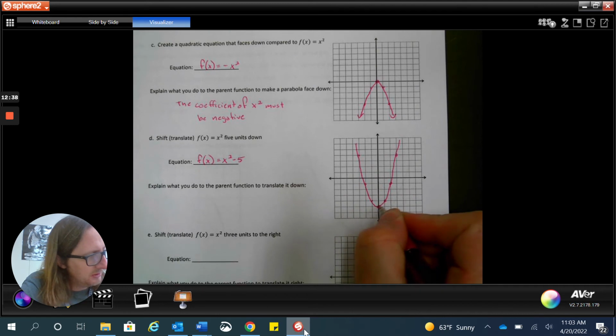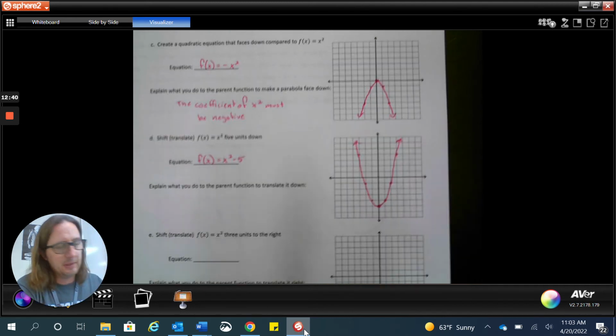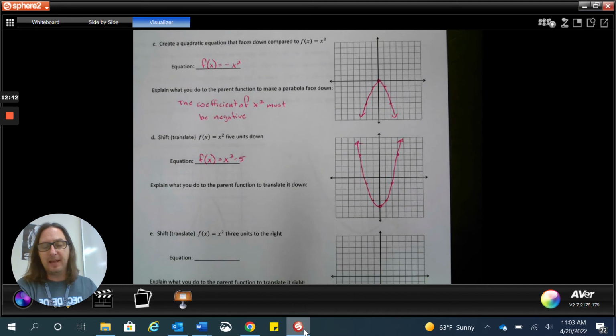All right, so to move a parabola down, the parent function down, it looks like we just need to subtract a number from the x squared.